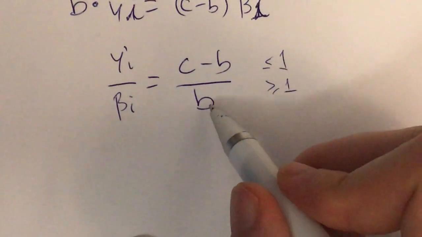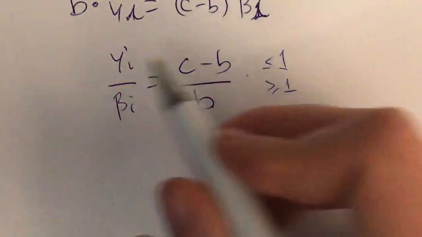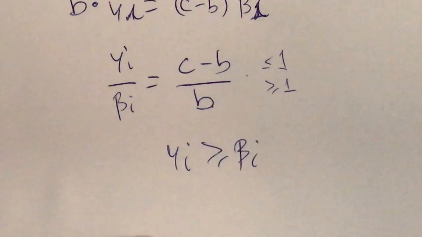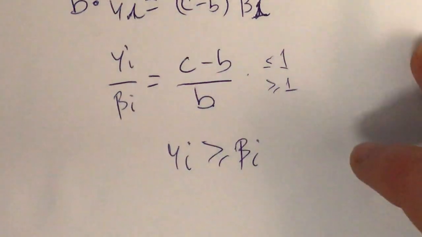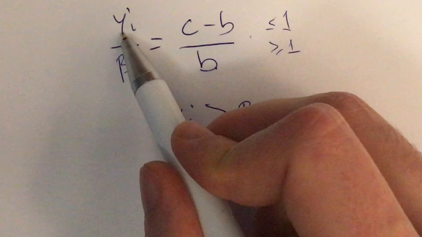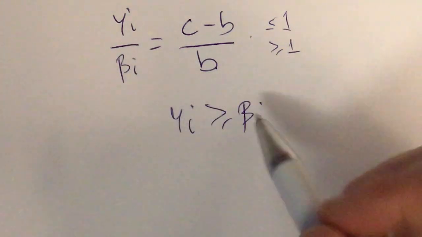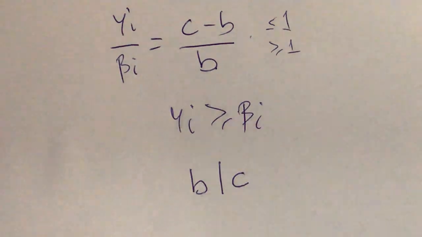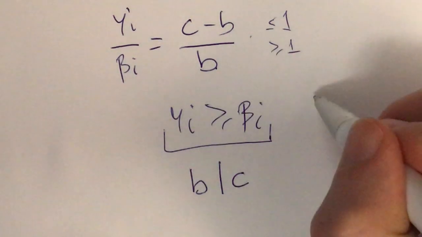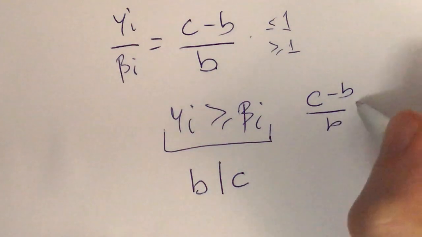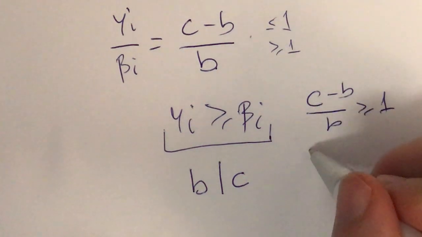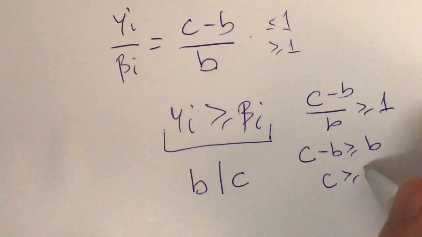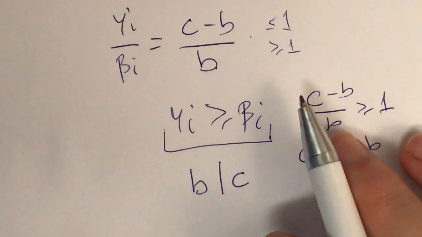Namely, if this thing here is greater than or equal to 1, then we have gamma i is greater than or equal to beta i for all i. And what this case gives us is, because gamma i is greater than or equal to beta i, this means that, in fact, b divides c. We got this from assuming that (c minus b) over b is greater than or equal to 1, which means that c minus b is greater than or equal to b, which means that c is greater than or equal to 2b. So everything checks out.